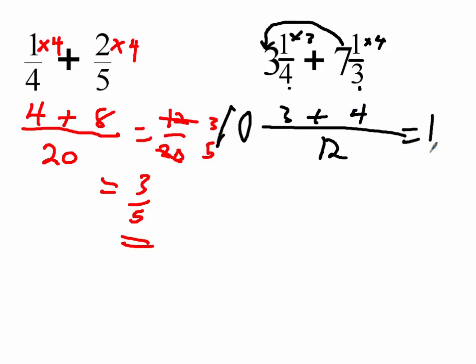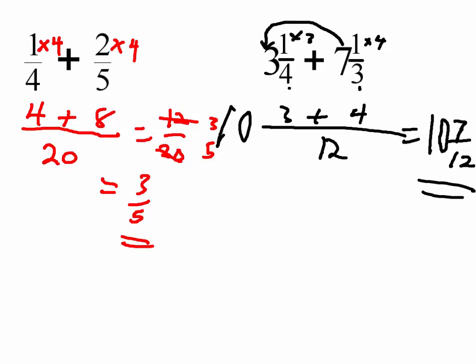Good. So we are going to have 10 whole number. 3 plus 4 is 7 out of 12. 10 whole number, 7 out of 12. So that is our answer to that question also. Again, you need to add the whole numbers first in order to reduce your stress.